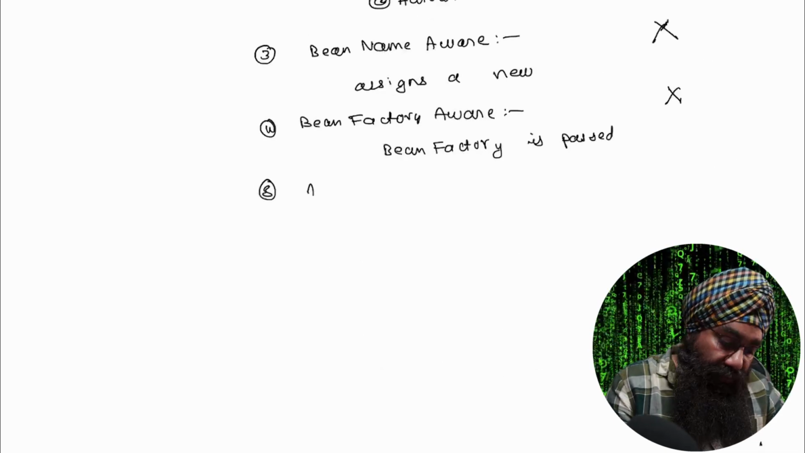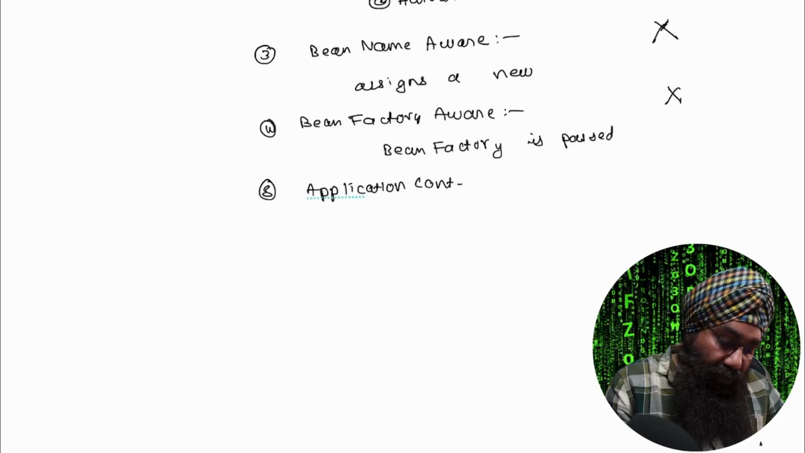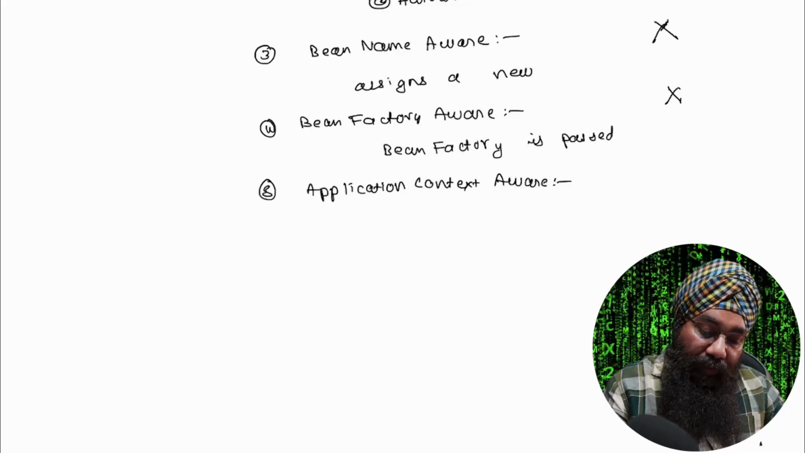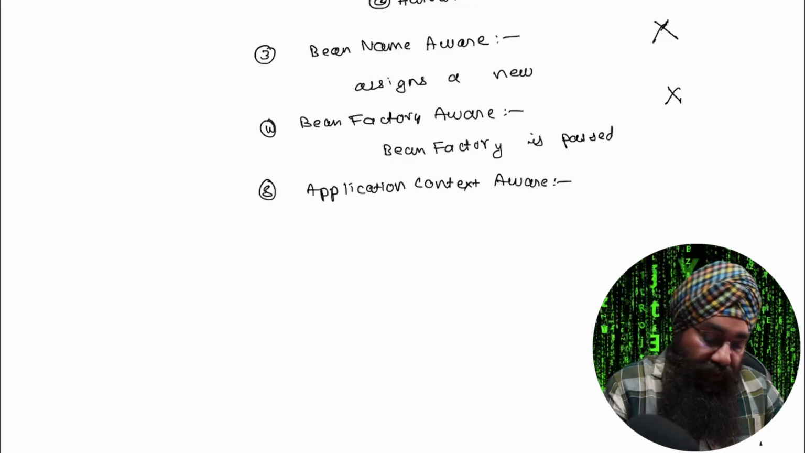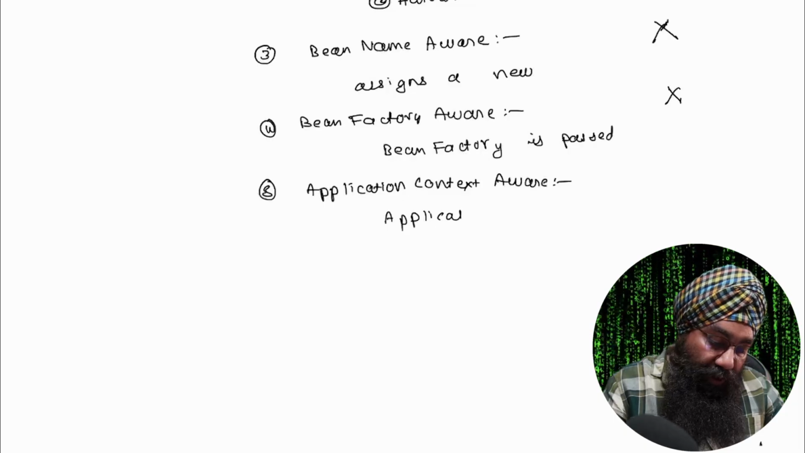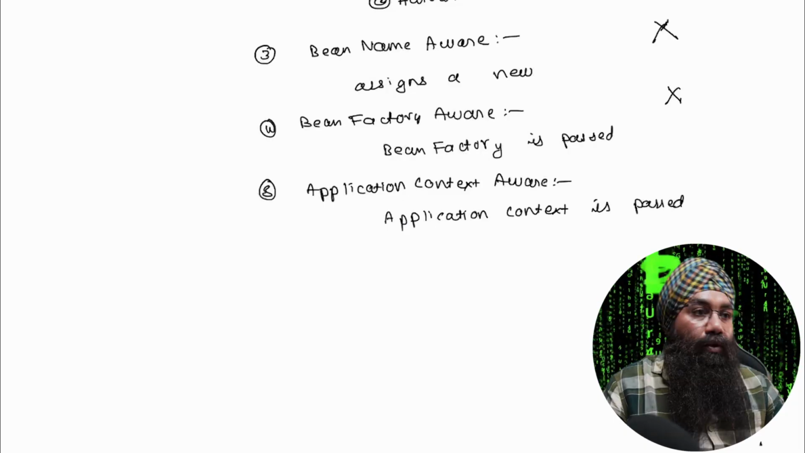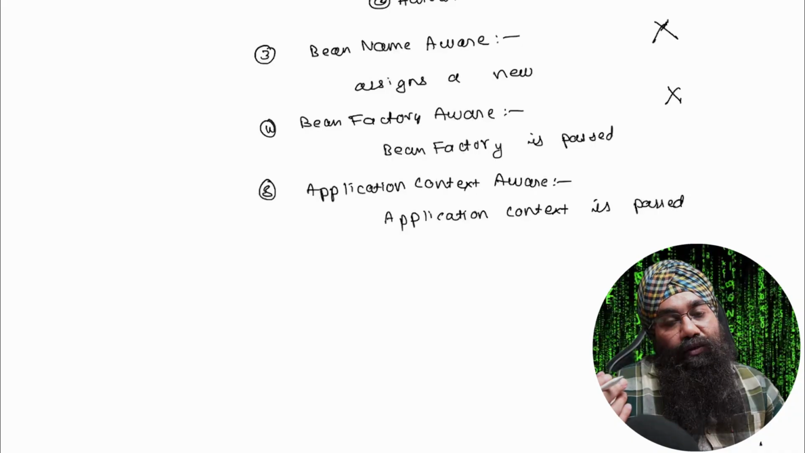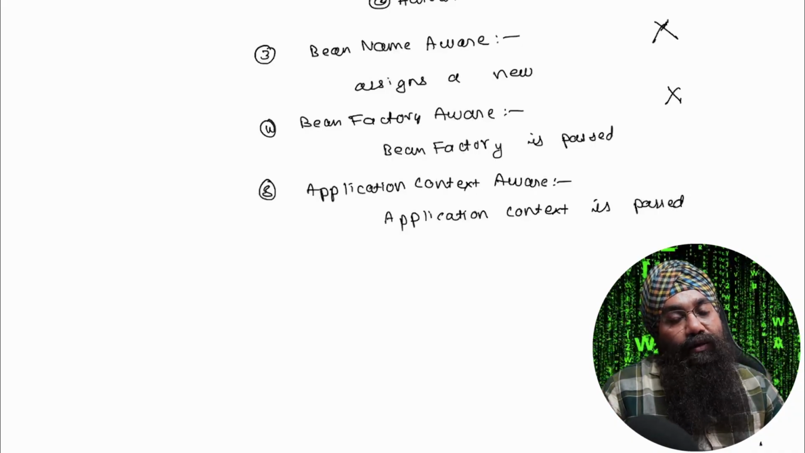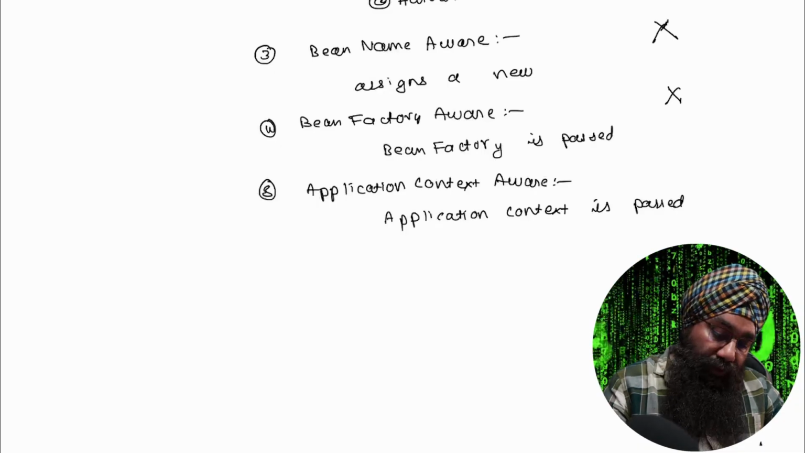The fifth is ApplicationContextAware. Like previously the bean factory was passed, here the full application context is passed. You can use it to get anything that is there in the Spring container. Again, this is also an optional step.